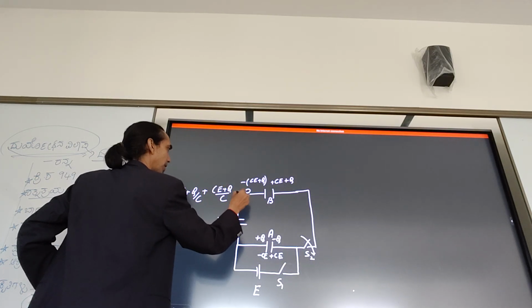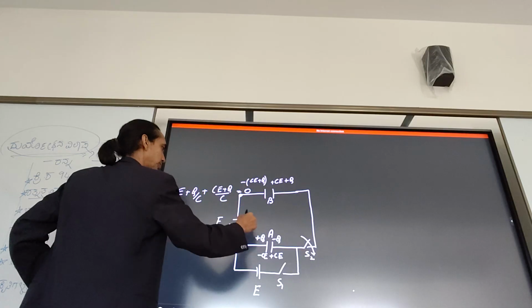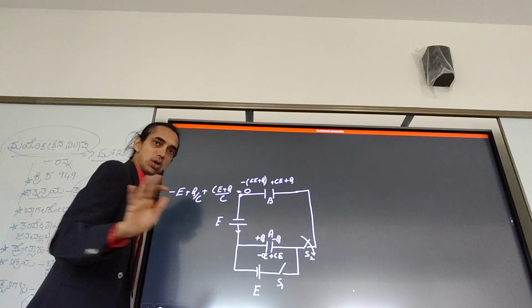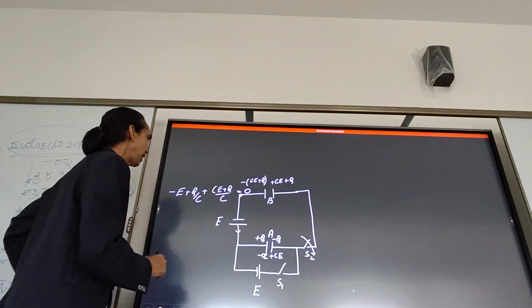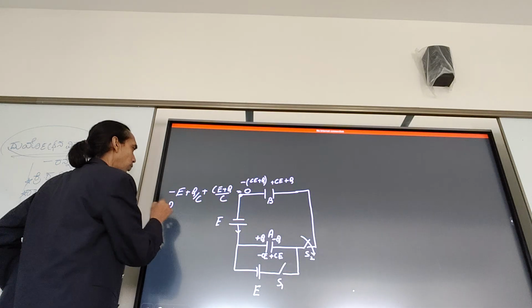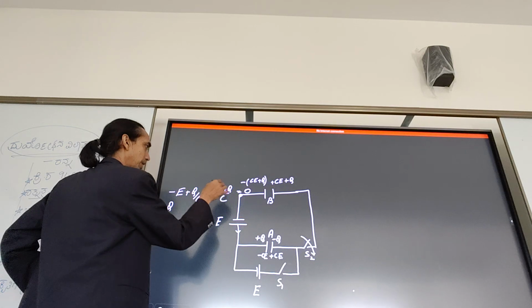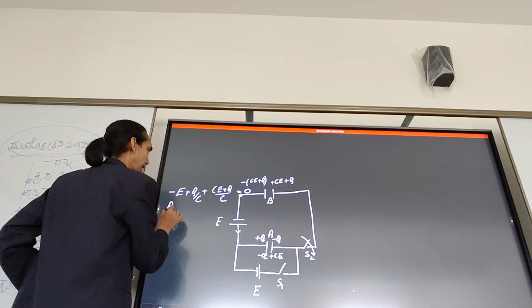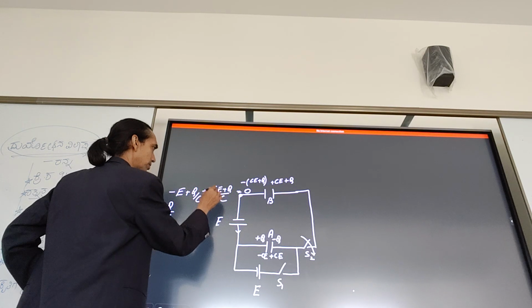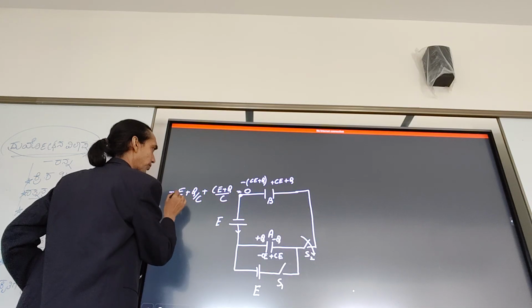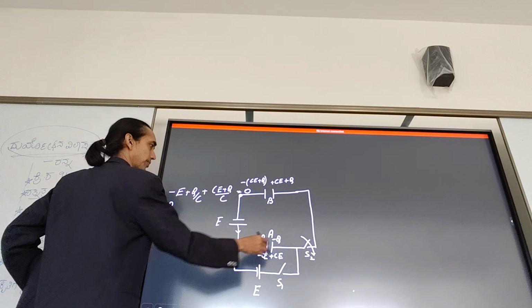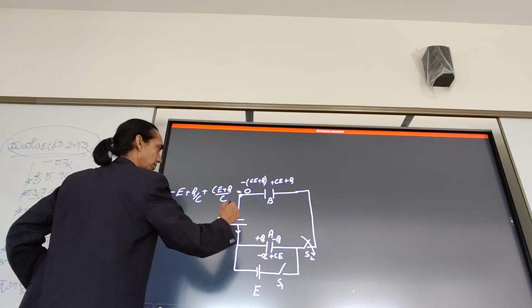We start our journey from here and come back to this point, completing our journey. S1 is open, S2 closed, we are aware of it. From here we get the value of Q. See for yourself what you get: Q, C, C. Gone, you get Q by C. This one is minus of E, plus of E. Check. Everything is constant, nothing will be lost.